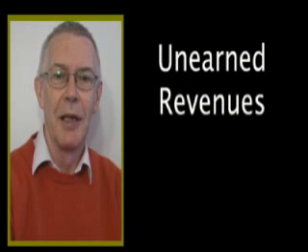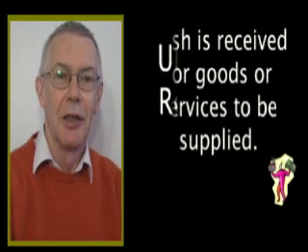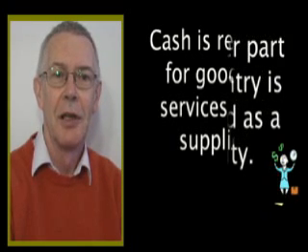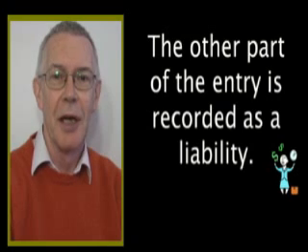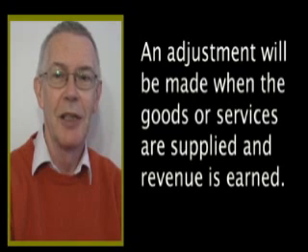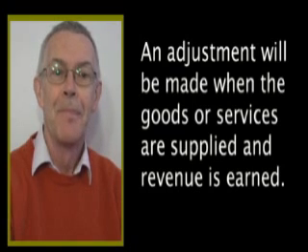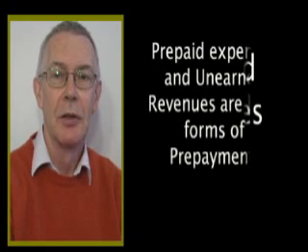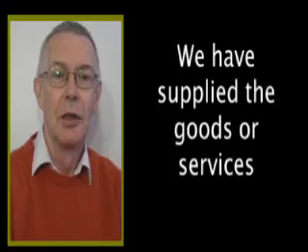Unearned revenues may need adjustments. Unearned revenues occur when cash is received for goods or services to be supplied at a future date. When the first entry is made, there is a credit to a liability account. Once the goods or services have been supplied, an adjustment is required. Prepaid expenses and unearned revenues are both forms of prepayment. The opposite of a prepayment is an accrual.